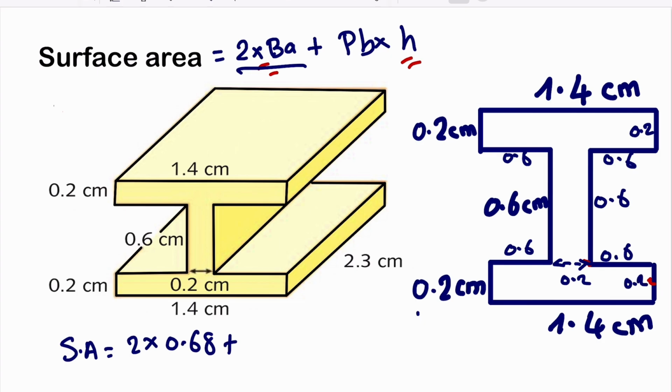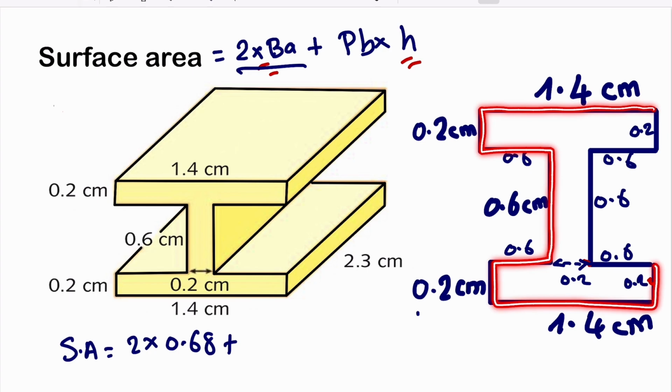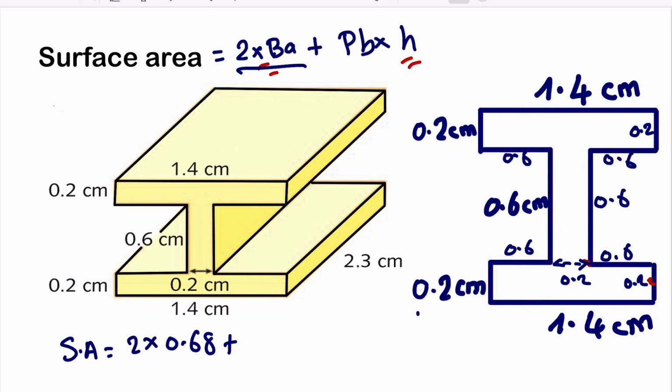This is 0.2. So we need to add all of them: this plus this plus this plus all of this. If we add all of these dimensions, you can try to do it to check it, it is going to give us 7.2 centimeters. So the perimeter of the base is 7.2 centimeters.